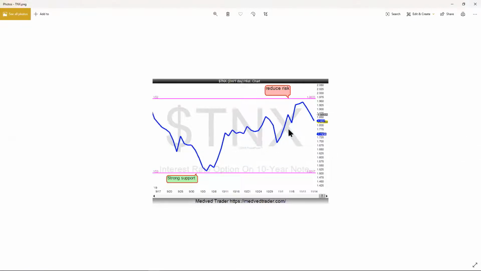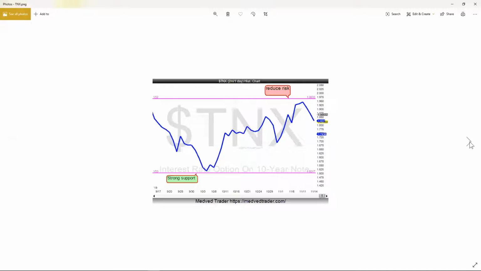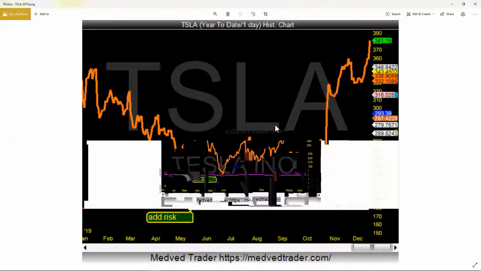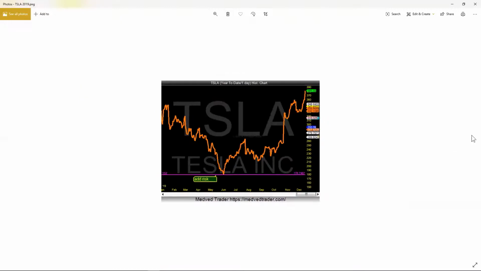10-year yields last year came down to the yearly S3 pivot and then bounced back up to the yearly S2 pivot. So it works on lots of instruments. Tesla last year: the low was right on the yearly S2 pivot at 178. And we know it went up this year to the yearly R4 pivot at 960. I'm a dip buyer. I don't short stocks. I like buying good quality companies when they go on sale. This is one of the companies that I recommended and we bought last year.